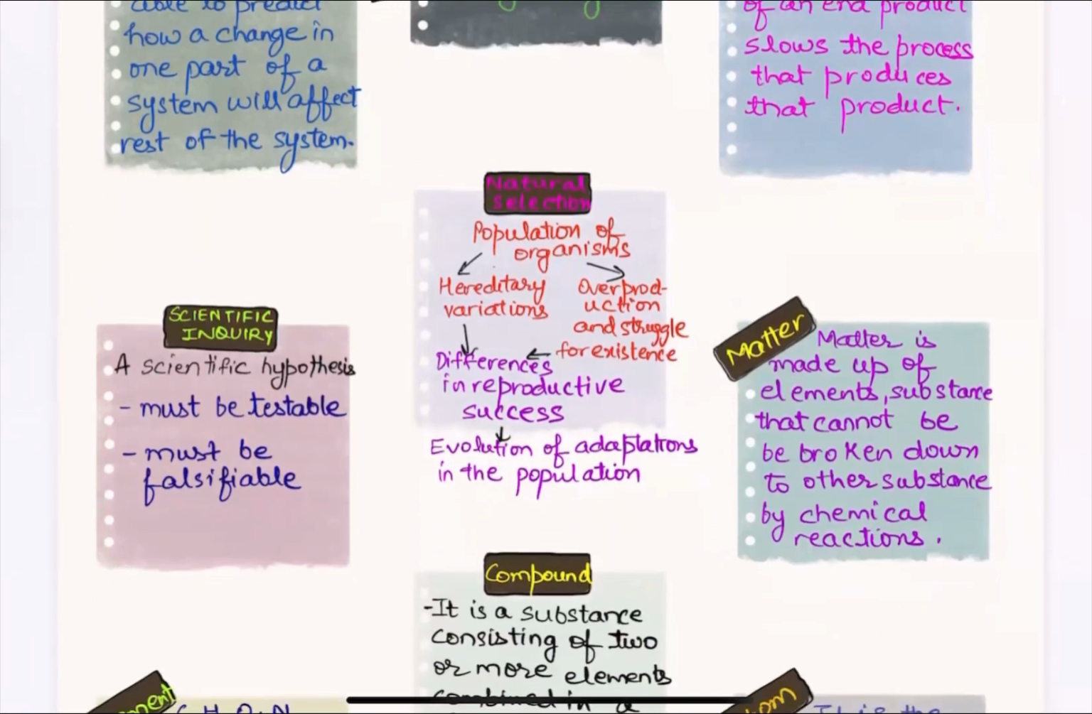Now, what happens? Life has been organized into different levels. If we start with matter, because organisms are composed of matter, matter is anything that takes up space and has mass. Matter is made up of elements. An element is a substance that cannot be broken down into other substances by chemical reactions. There are 92 naturally occurring elements, and each element has a unique symbol.